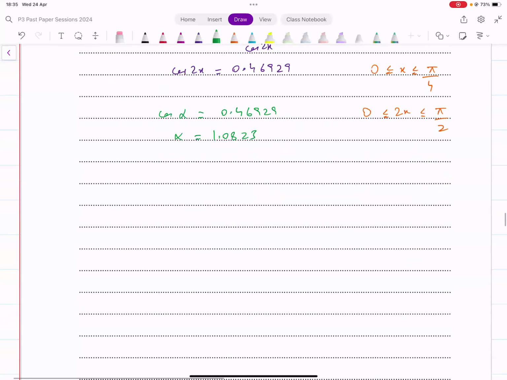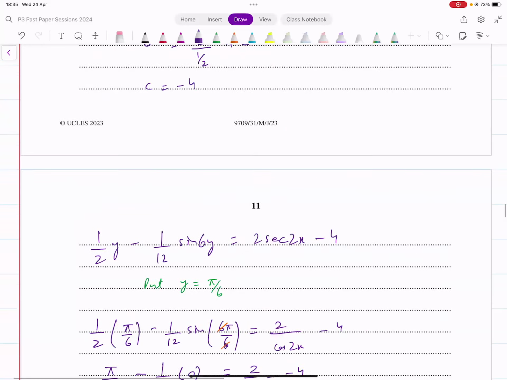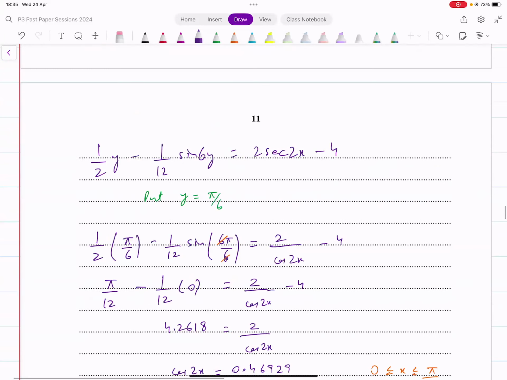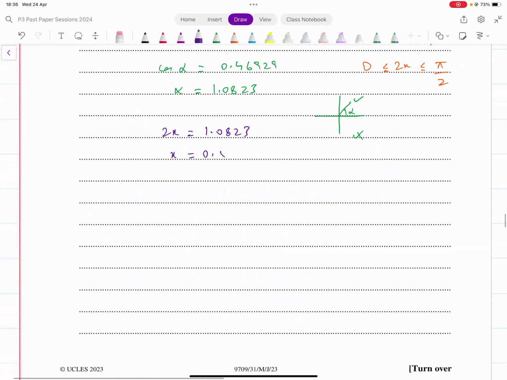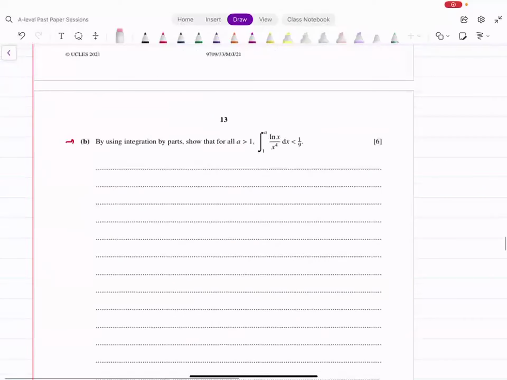Okay. Now we think of quadrants. Cos is positive in the first quadrant or the fourth quadrant, however the interval tells us that it can only be the first quadrant. So this is the angle that we've got. That means 2x equals 1.0823, and the value of x therefore turns out to be this divided by 2. Correct to 3 decimal places, it would be 0.541, and that is what we were looking for. That's the value of x that we wanted.